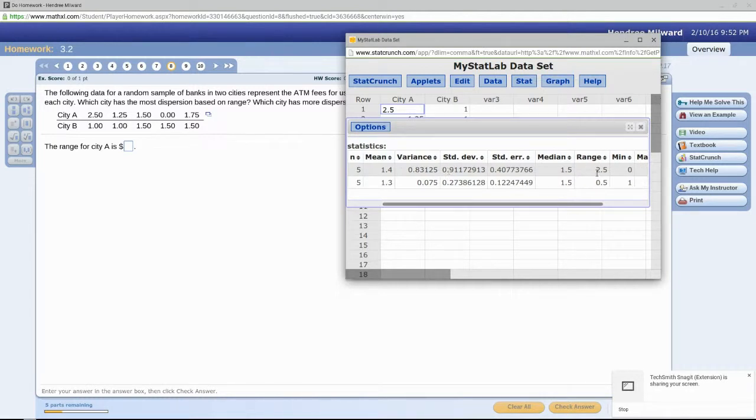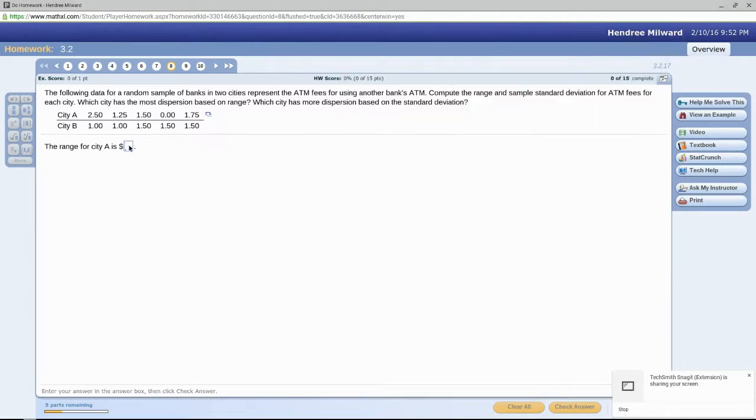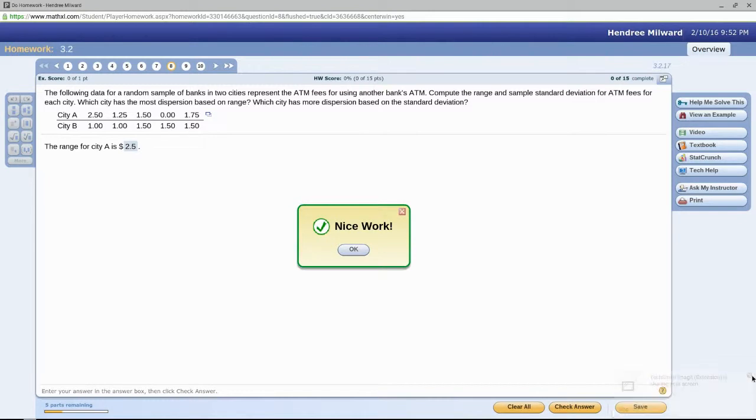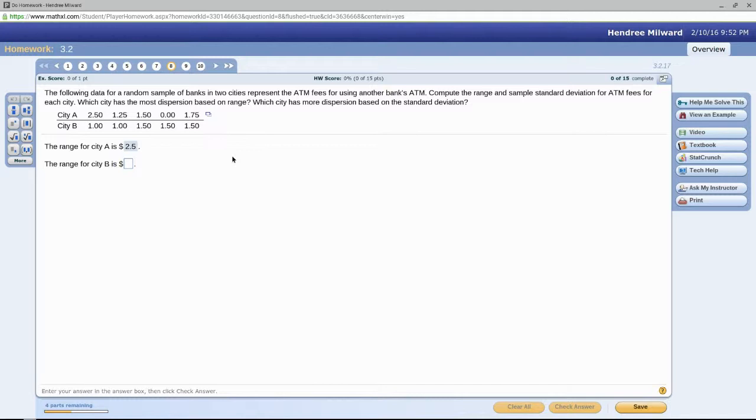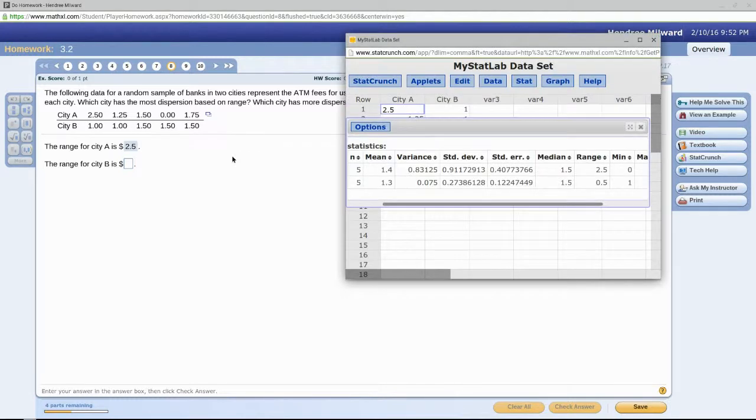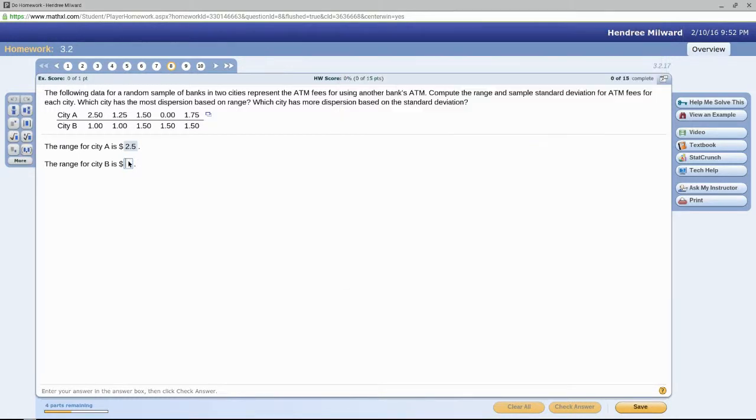It looks like the range for city A is just 2.5. Let's check that answer. And the range for city B is going to be what, 0.5. Okay, so 50 cents.